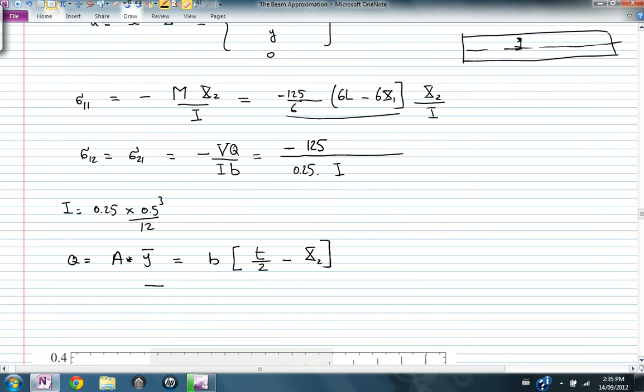Y bar, let's just draw the cross-section area. This is the cross-section. This is the point at which we would like to calculate sigma 12. It's at a height x2. This distance is T over 2. So the height of this area is given by T over 2 minus x2, and the distance of the centroid of the area to the neutral axis is equal to x2 plus half the height, which is 1 over 2 times T over 2 minus x2.